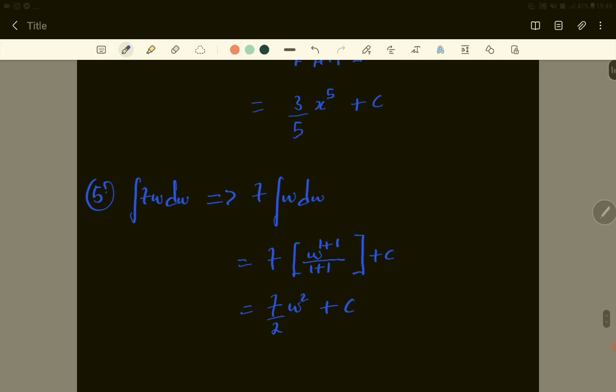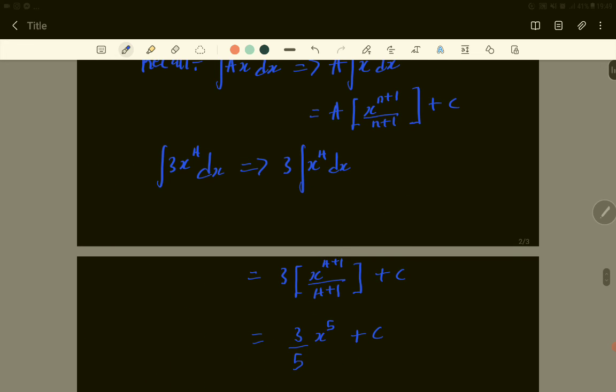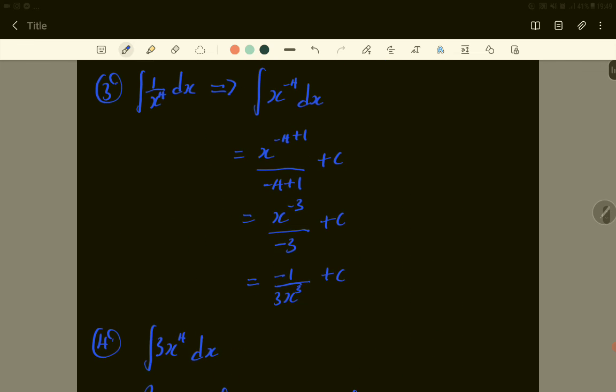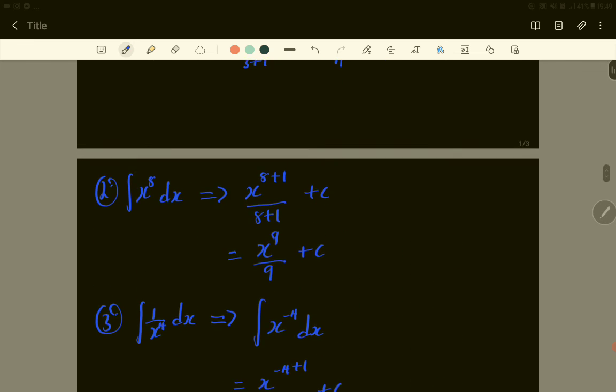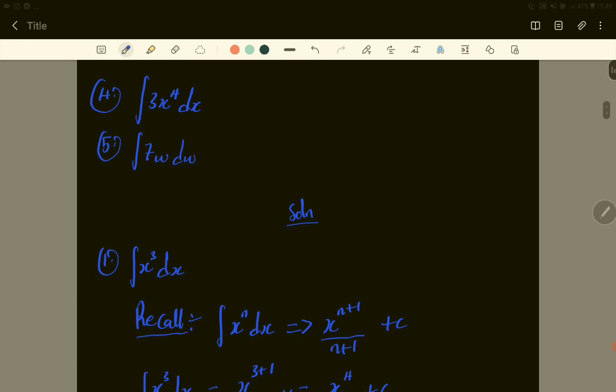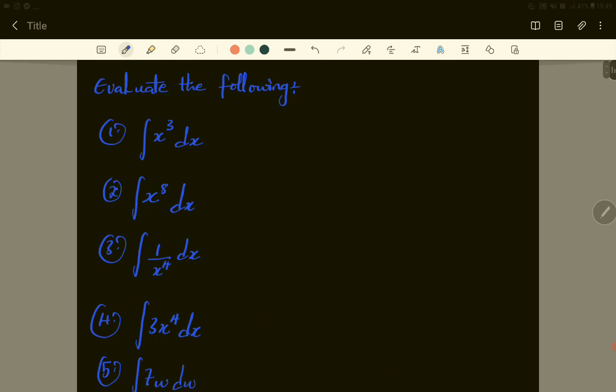Now, these are some of the basics of integration. We're going to be doing more on these before moving to the next step.